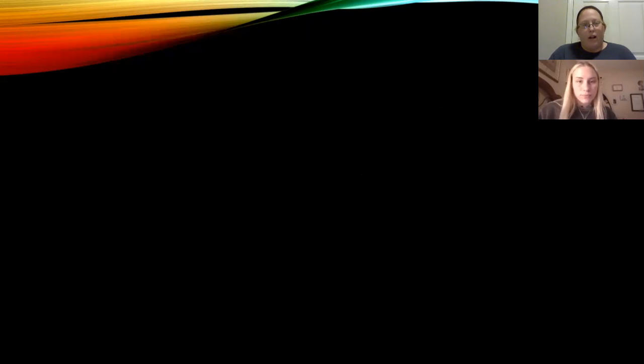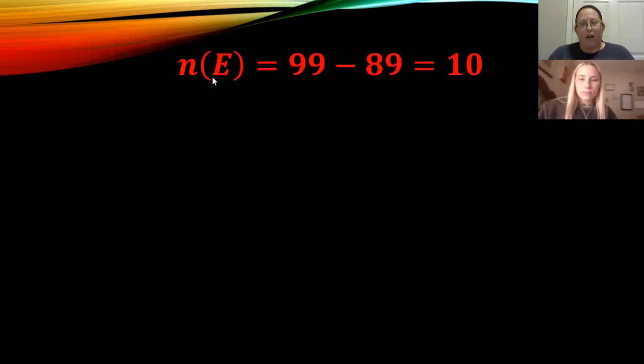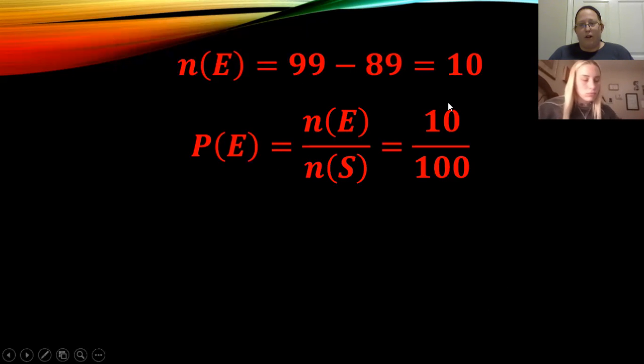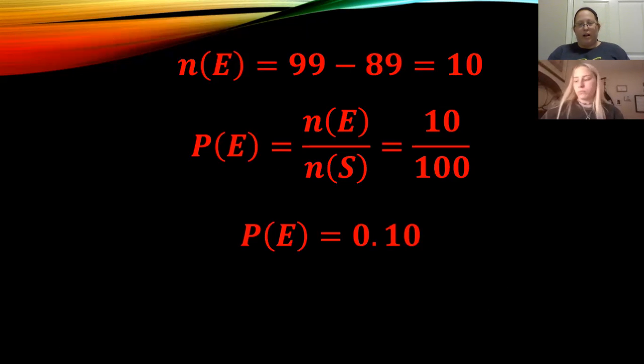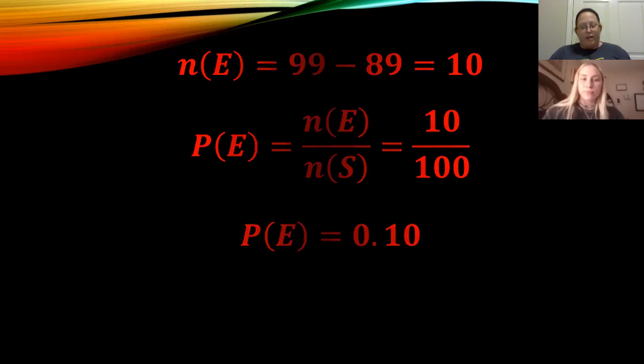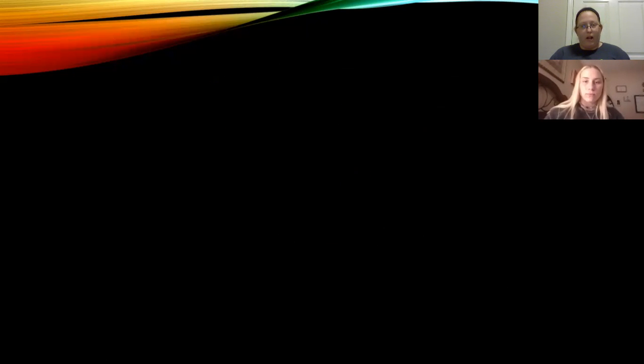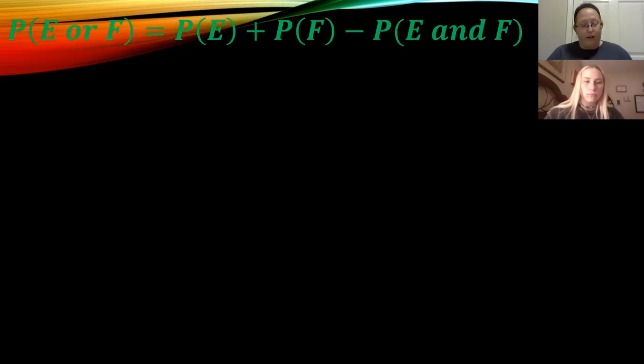For the greater than 89, your event is going to be 99 minus 89, because you're looking to see what's greater than 89. So it's going to be 10. If N(E) equals 10 and N(S) equals 100, you have 10 divided by 100, which gives you 0.10. So about 10% is greater than 89.